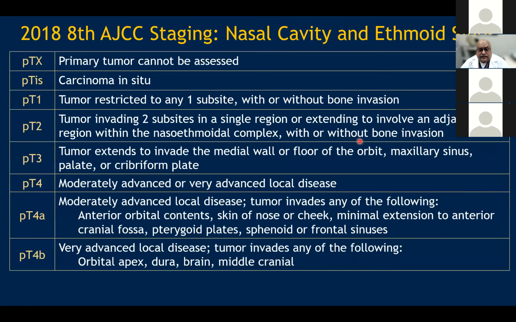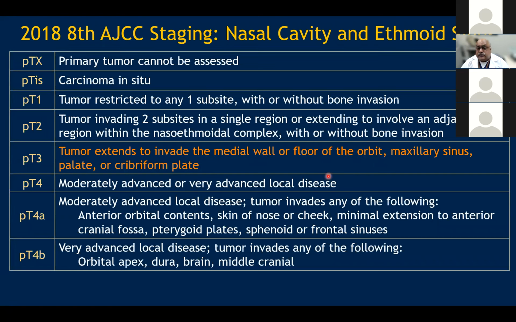The 2018 AJCC classification hasn't really changed much over a period of time, and you can see that instead of two stage 4, we now have three stage 4 types of tumors. And so moderately advanced to very advanced local disease is important. The definition of that moderately advanced disease is limited to evaluation of the orbits and the cribriform plate. So hence it becomes very important.